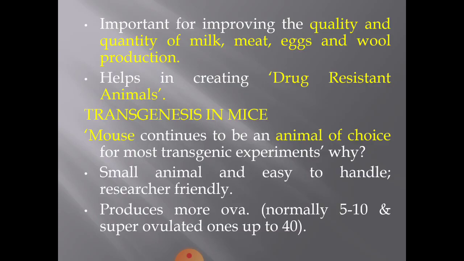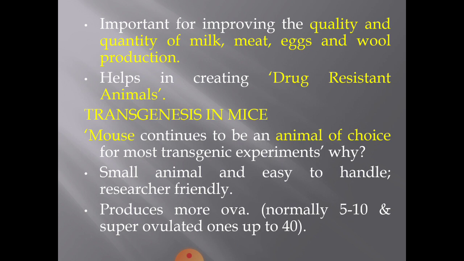And they produce more ova. Normally in one estrous cycle, that is the reproductive cycle which the non-primate females practice rhythmically, and you will learn more about it in developmental biology class, a normal mouse produces 5 to 10 ova. That means potentially capable of giving birth to 5 to 10 pups, provided there is successful fertilization.